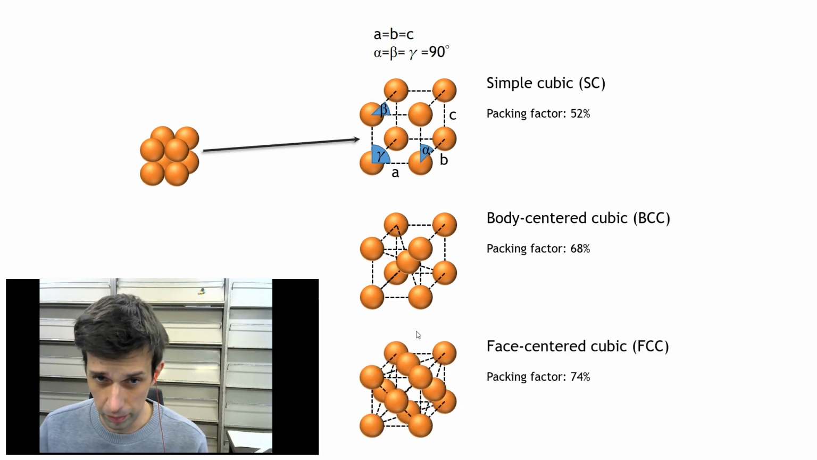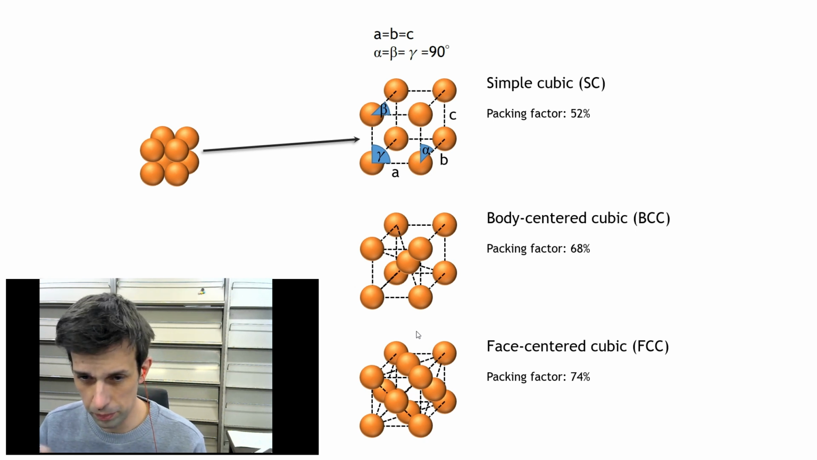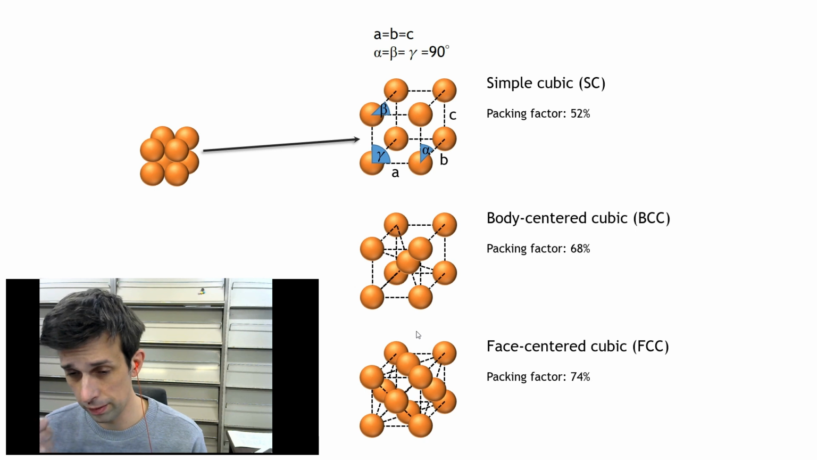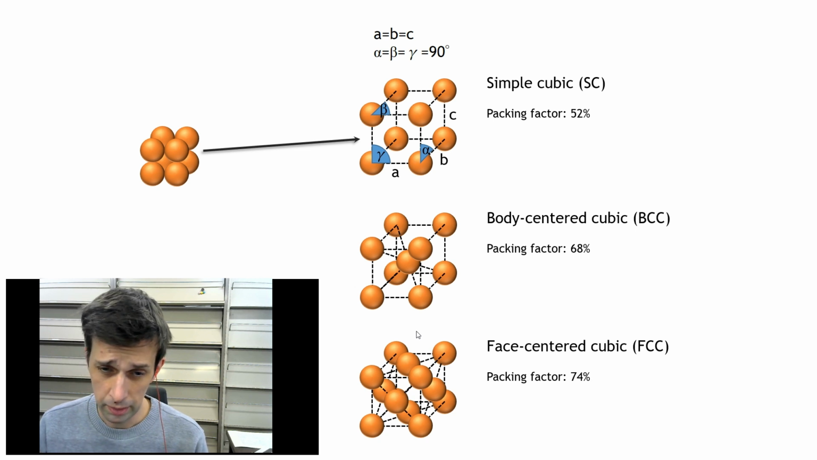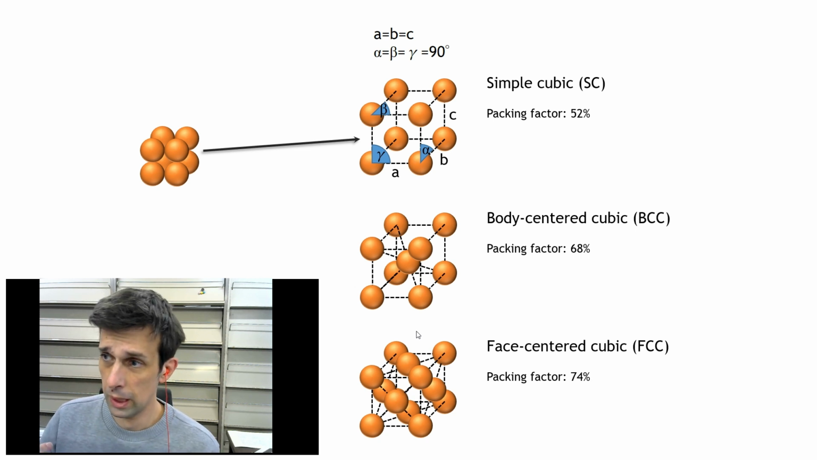Then we can remove the atom we put in the center and put one atom in the center of each of the faces of the cube. And in this case, we obtain what is called a face-centered cubic structure, which has a packing factor of 74%, which is basically the highest we can get. Examples of materials with this structure are, I don't know, aluminum. Aluminum is such a good example.